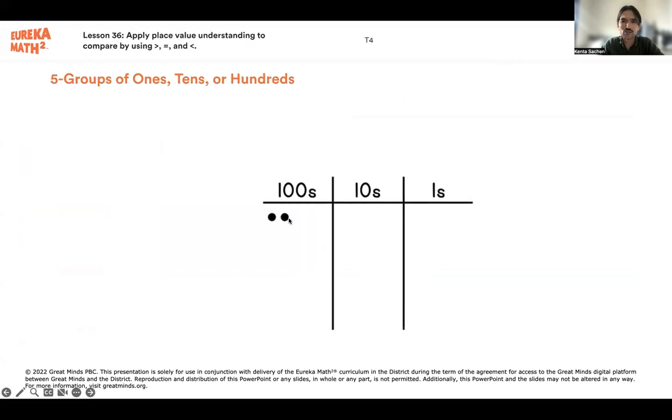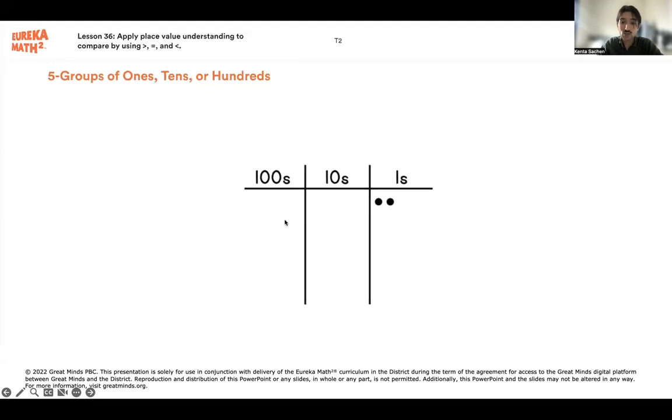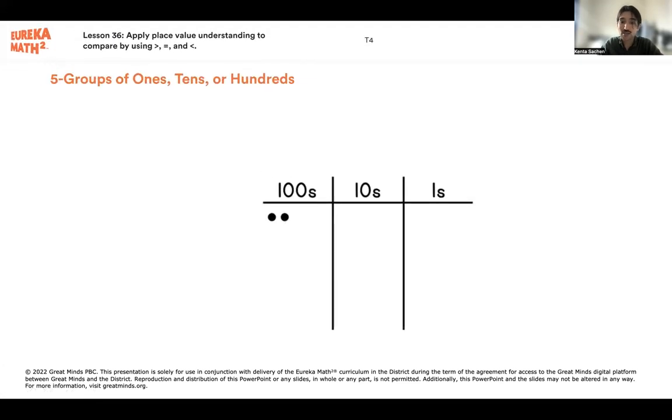Nice. How about now when there's 2 in the hundreds? What number is this, Maya? Yeah, it's 200. 100, 200. Right? When it's in the hundreds. So even though there's 2 dots, based on what place value it is, it becomes totally different numbers.